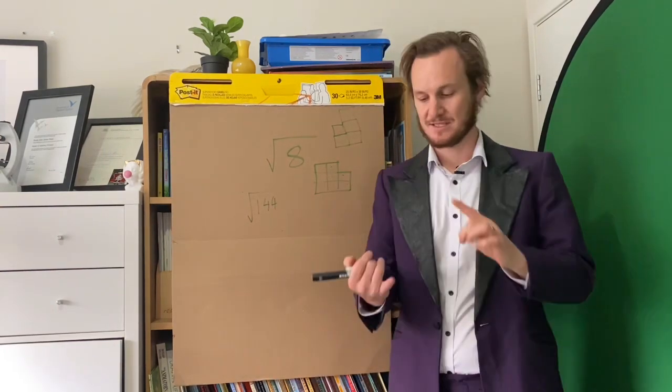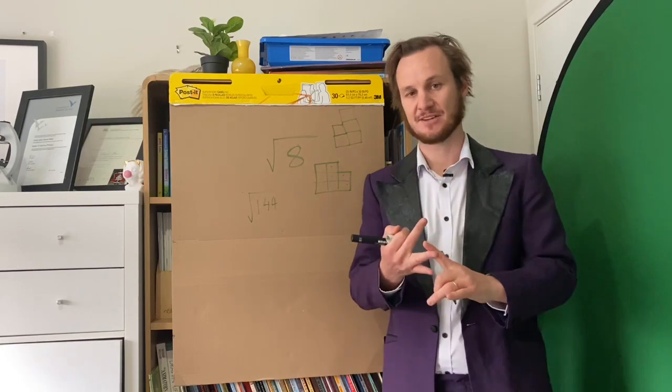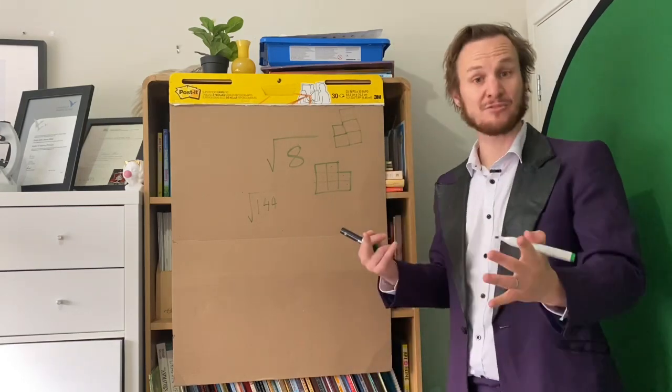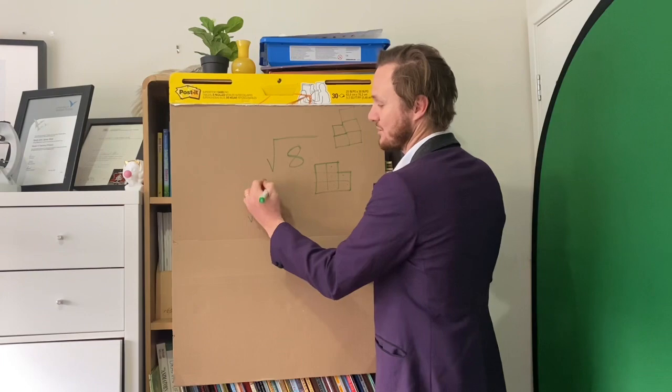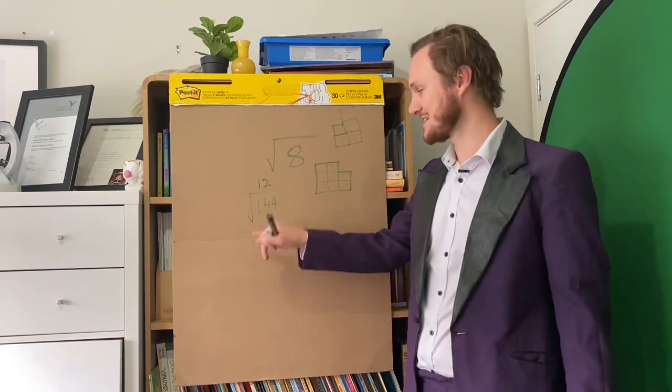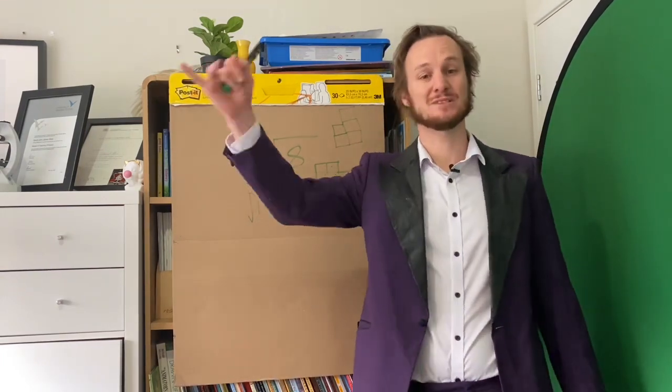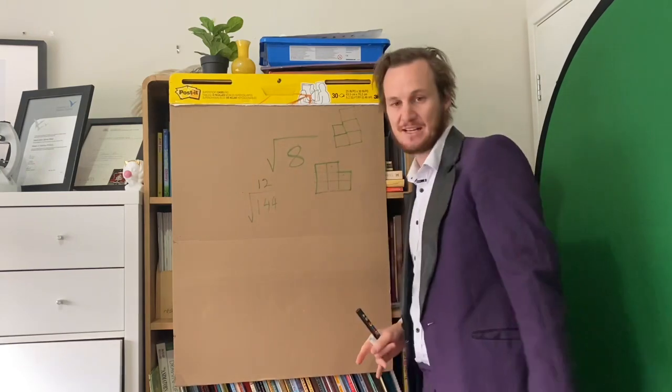10 times 10 is 100, 11 times 11 is 121, 12 times 12 is 144. So the answer is 12. So the square root of a number is which number times by itself equals the end number there.